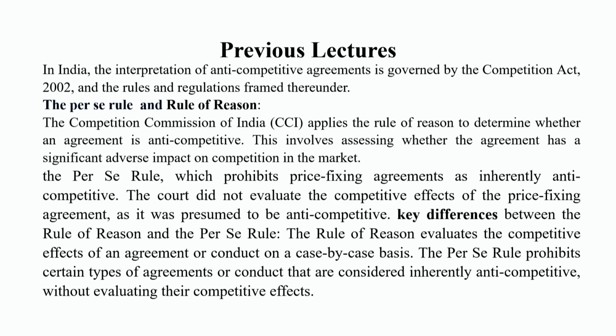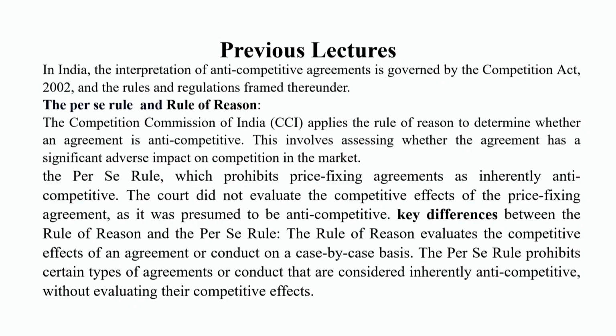In the last session, we dealt with the rules of interpretation, particularly the per se rule. If you remember, there are two prominent rules to interpret the appreciable adverse impact on competition within India: rule per se and rule of reason. The rule of reason is known as the construction rule, where the Commission, the judiciary or any quasi-judicial body, while interpreting the adverse impact on competition, looks at both the negative and positive aspects. That means it is rebuttable.